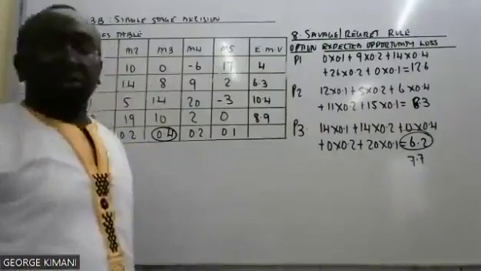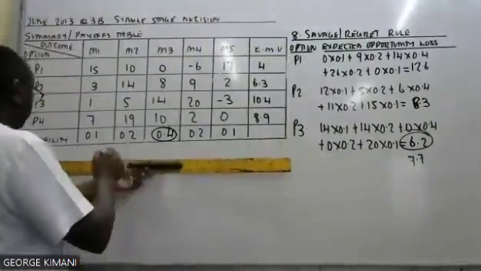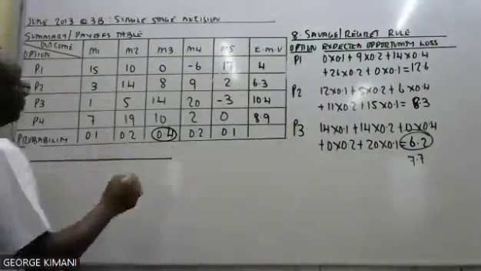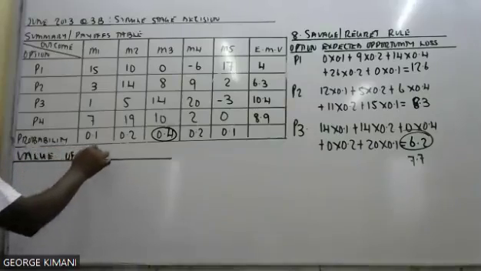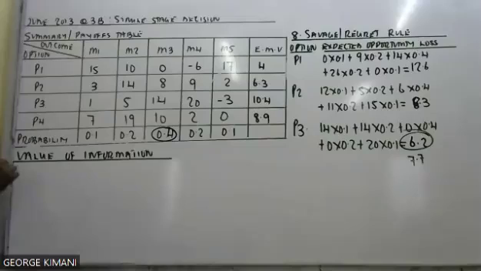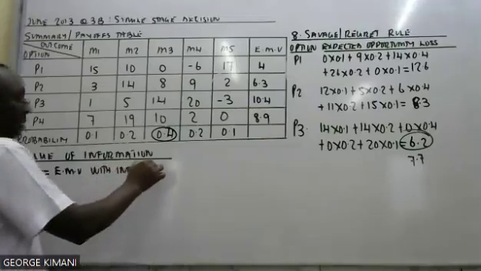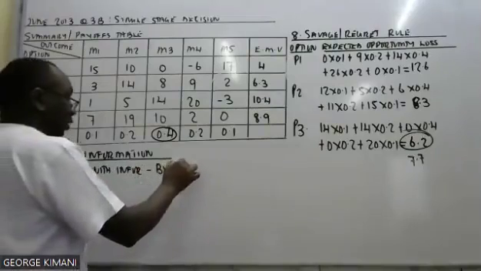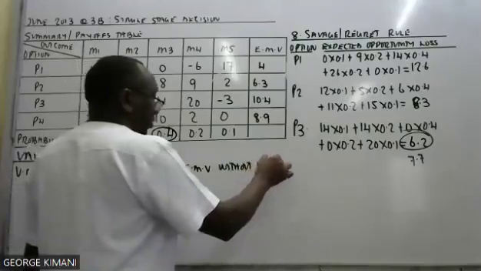The last thing that you need to know how to compute is called value of information. So value of information is given as expected monetary value with information minus best expected monetary value without the information.